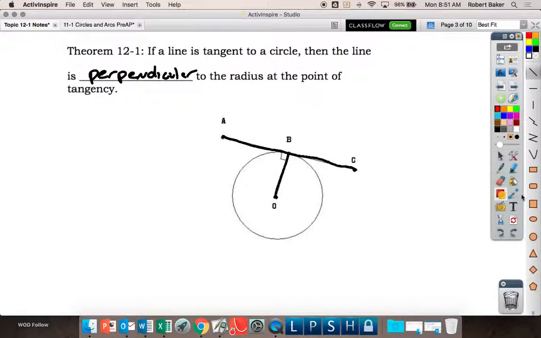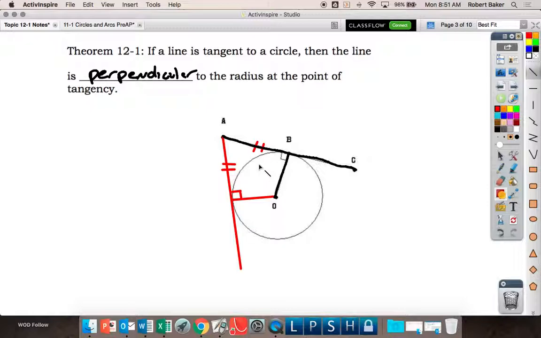So if I drew another tangent line from here to here, and then I connected the center of the circle to this tangent, what do I know about this angle right here? This is perpendicular. Every tangent and every radius are perpendicular at the point of tangency. So another concept we're going to talk about is this piece and this piece are equal to each other because they have a common endpoint.